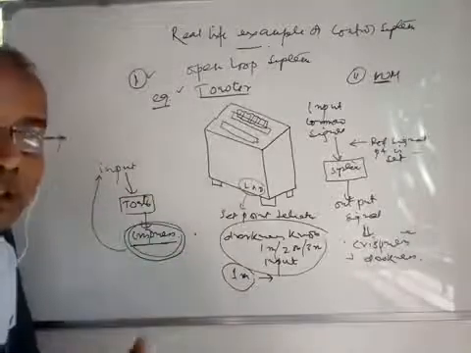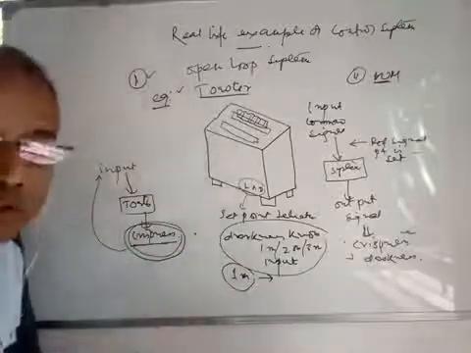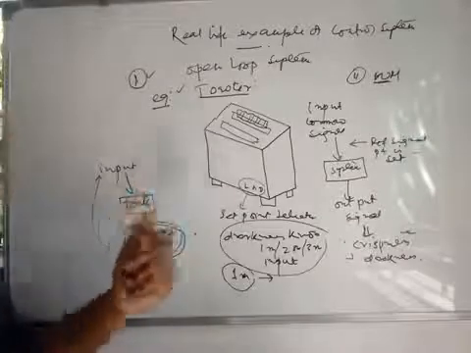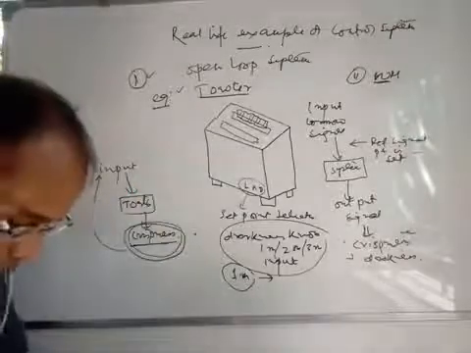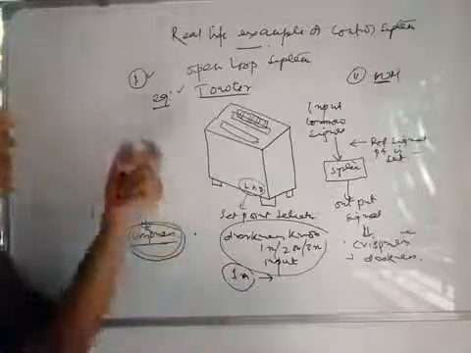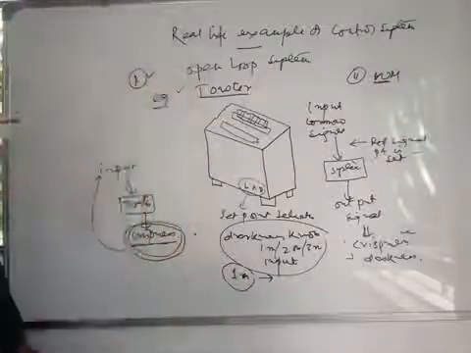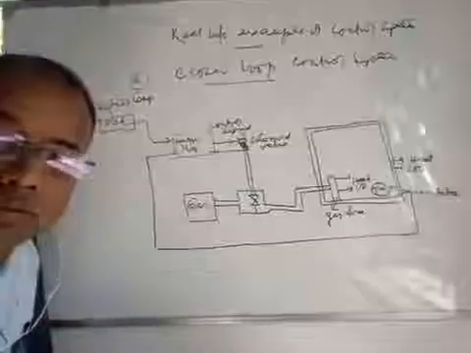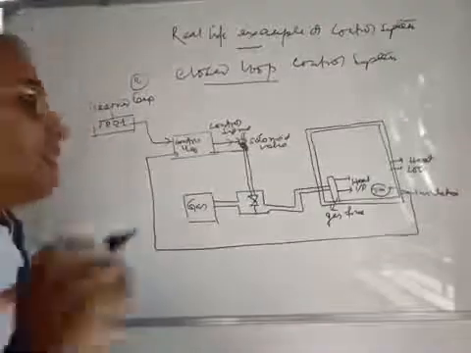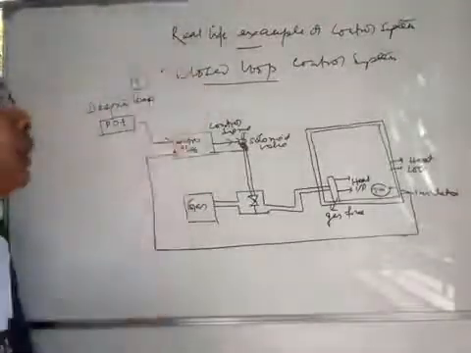In that case, this could be used as a closed loop system, right? So this is an example of an open loop system. Now I am going to discuss one more example of a closed loop control system. Yes, this is the example of a closed loop control system.